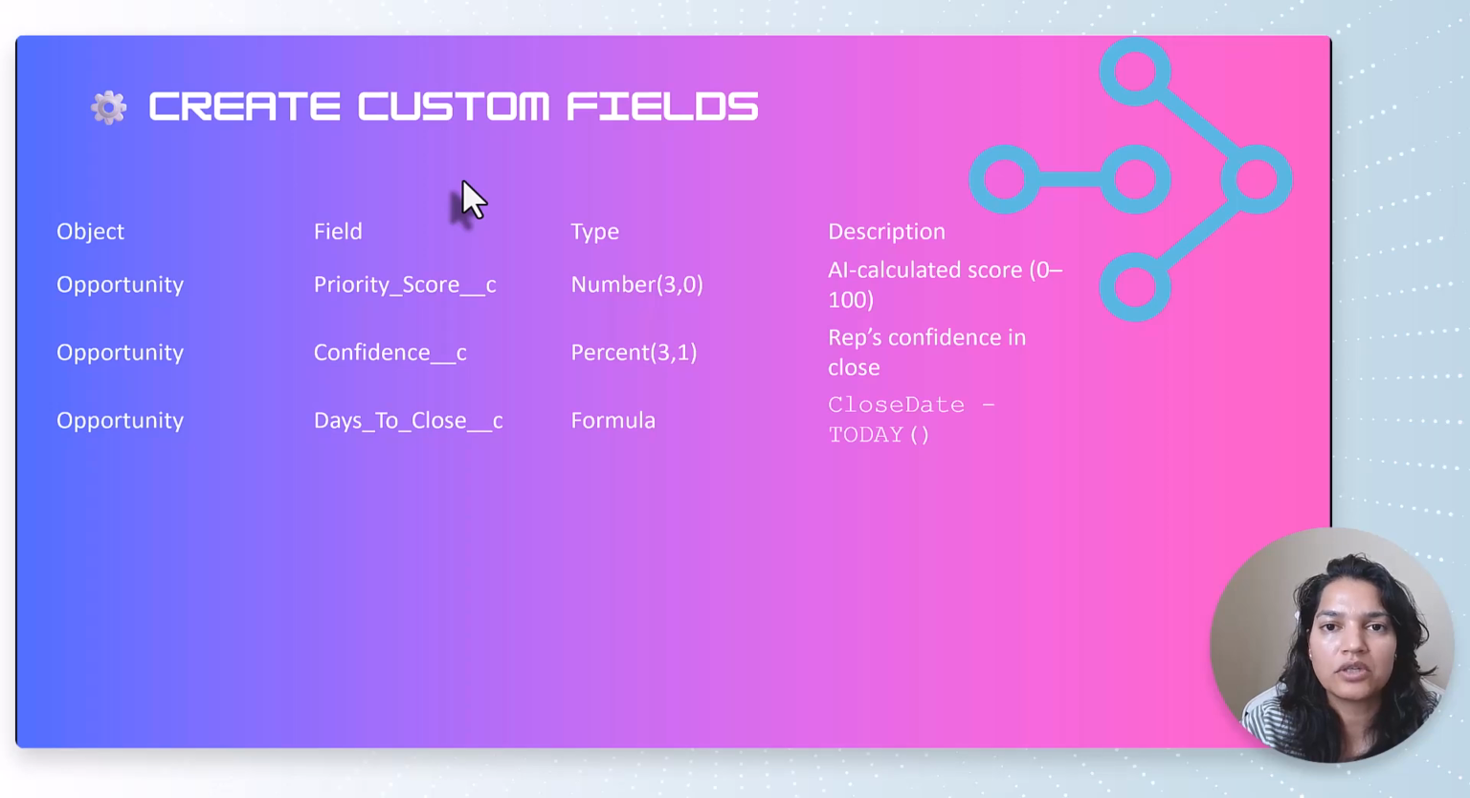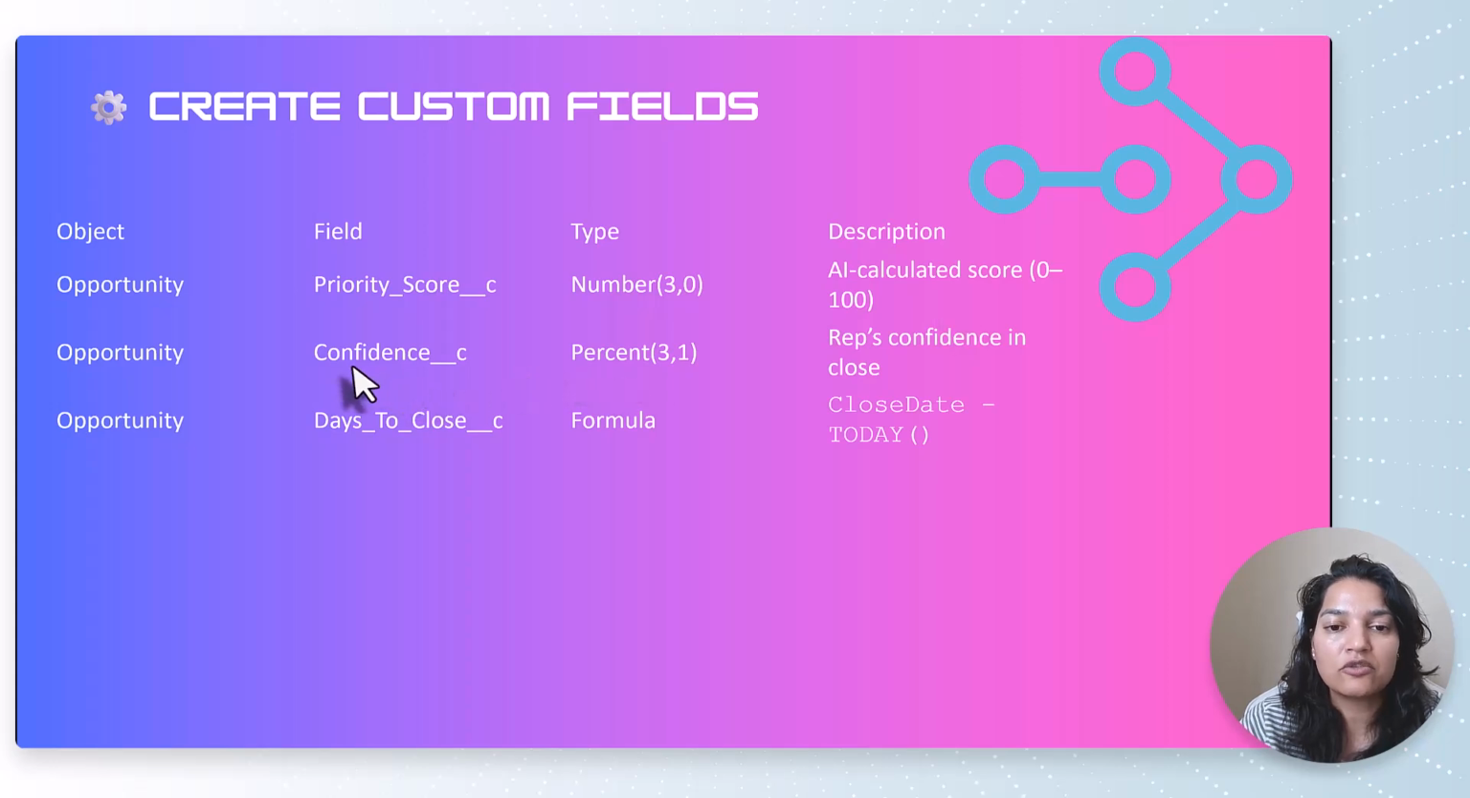The first thing we are going to do is create 3 custom fields on the opportunity object. The first field is the priority score field. It is a number field with 0 decimal places, and it will hold a value between 0 and 100. That is the priority score.